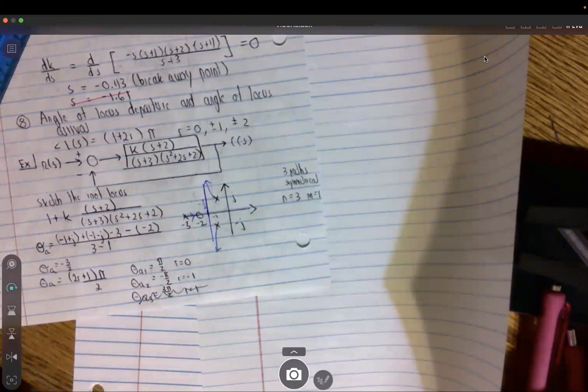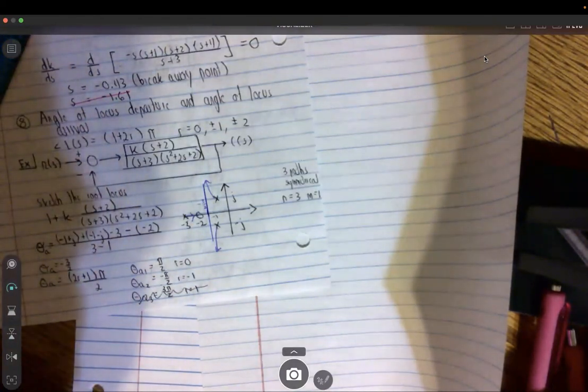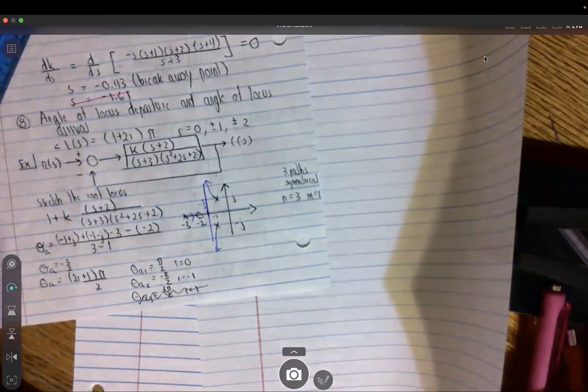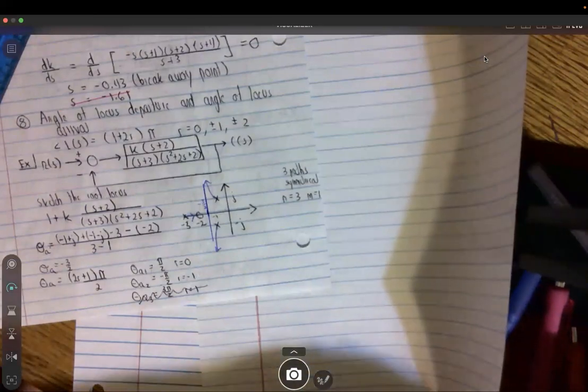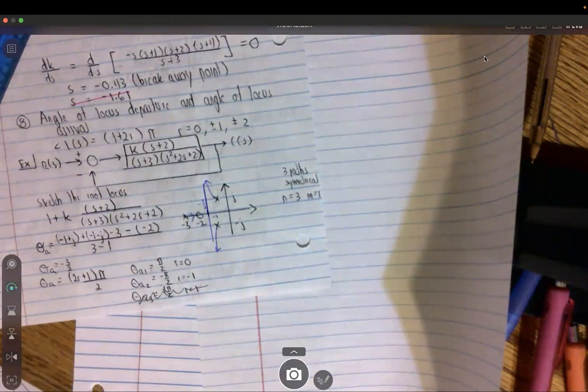The next one, rule number 8, is to determine the angle of locus departure and angle of locus arrival. Let's look at each one individually in order to find out where it's going. This is going to be a little harder, so you have to pay close attention in order to have a good understanding of how we're going to determine these.